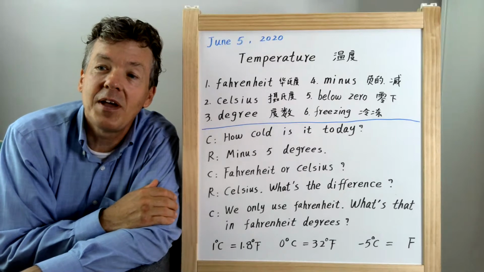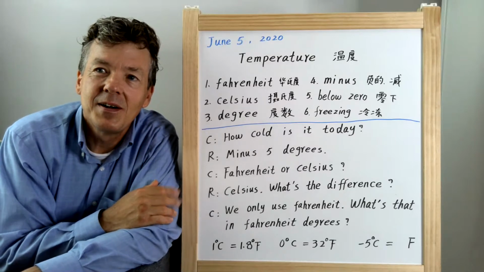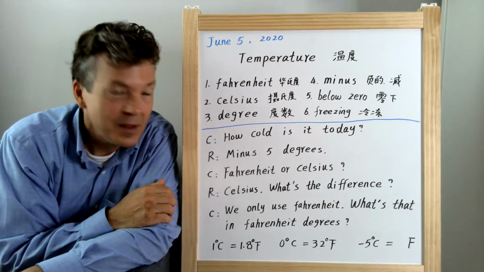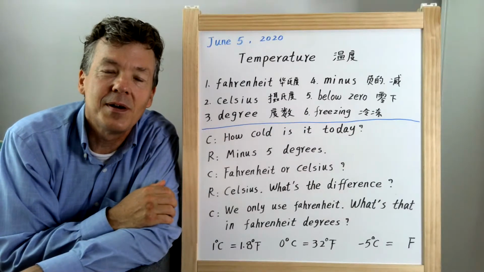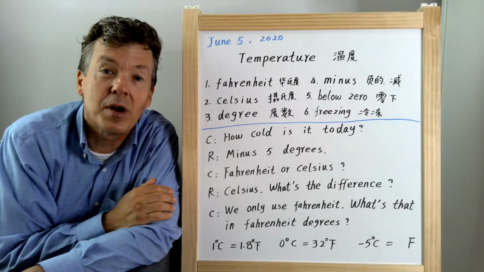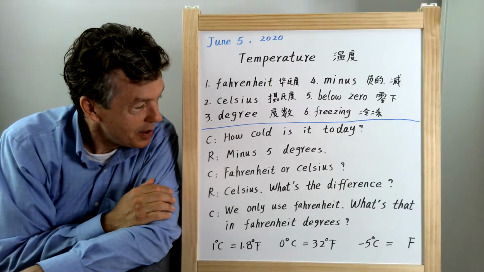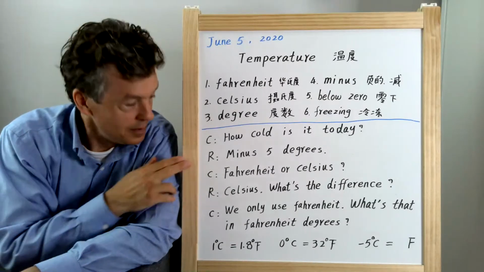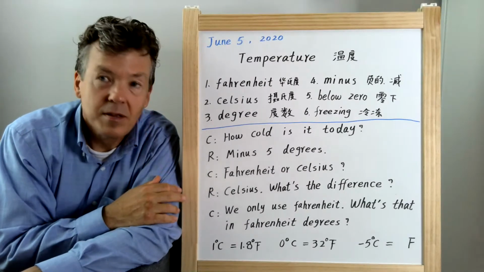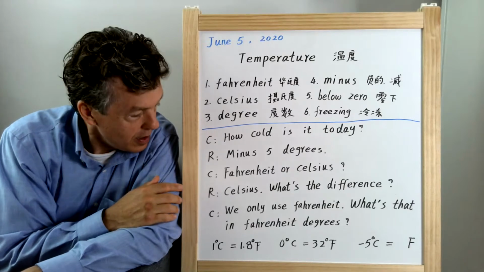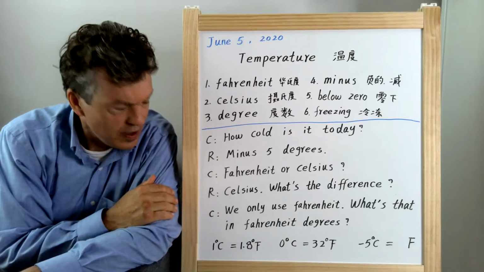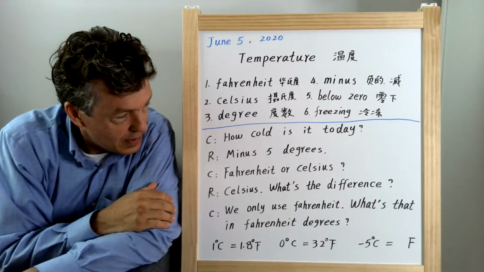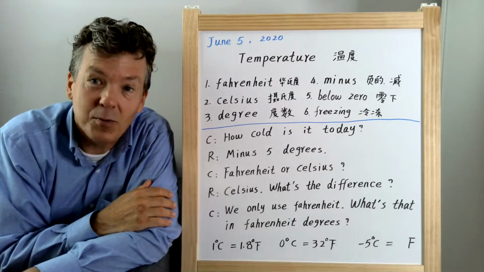All right, how about some sentences? You want to have a conversation? Yes. You go first. Is this you or is this me? Oh, that's me. So I'm going to ask you a question, and I'm going to ask the class a question too. How cold is it today? -5 degrees. Fahrenheit or Celsius? Celsius. What's the difference?